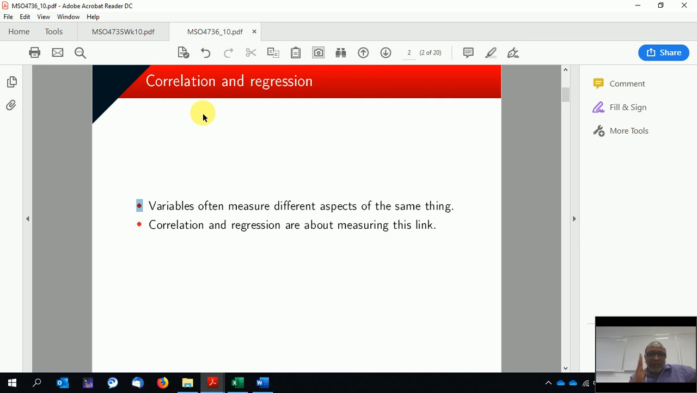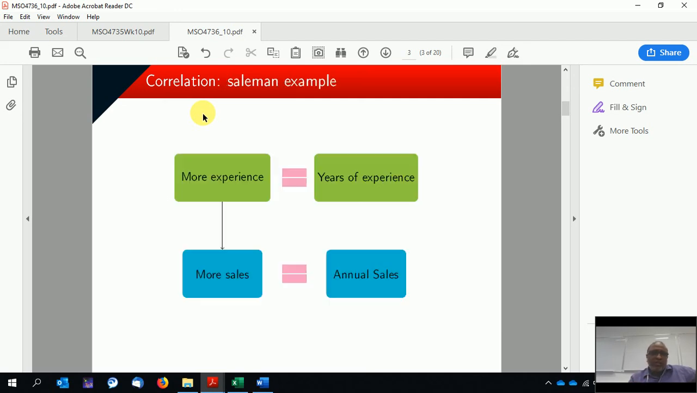I will discuss the term regression later. I think it's a little bit too early right now, so let's focus on the correlation term.